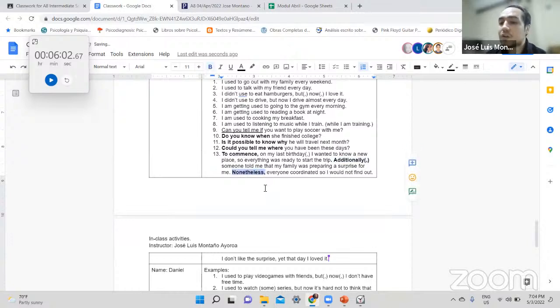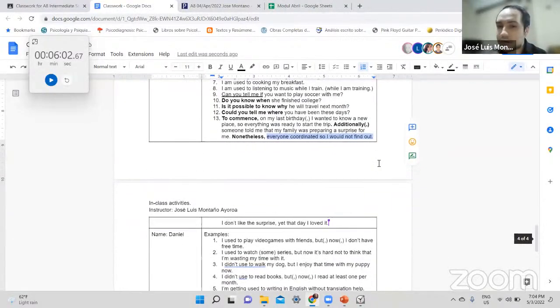Nonetheless, this is contrast, right? So here you should tell me something, okay? Something that is different to the previous information, Larissa. All right. That's the best use of nonetheless, Larissa. Something that is different to the previous information. That is going to show me a contrast or something that I was not expecting. All right, something that I was not expecting. So if you say nonetheless, everyone coordinated, so I would not find out, it's not incorrect.